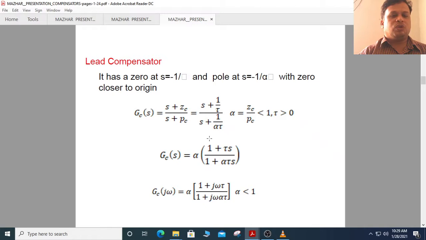Gc(s) = alpha (1 + tau s)/(1 + alpha tau s). Now Gc(j omega) = alpha (1 + j omega tau)/(1 + j omega alpha tau), where alpha is less than 1.